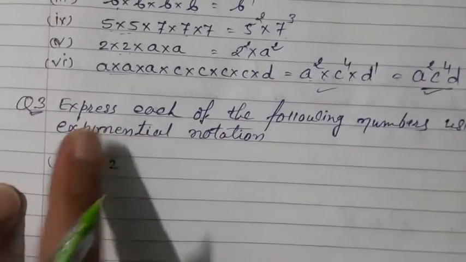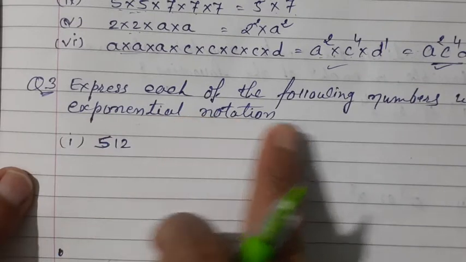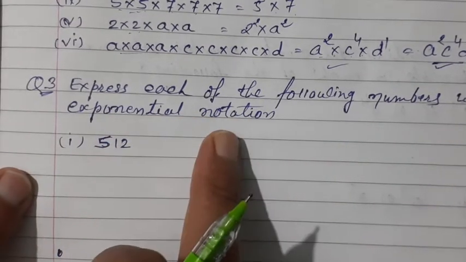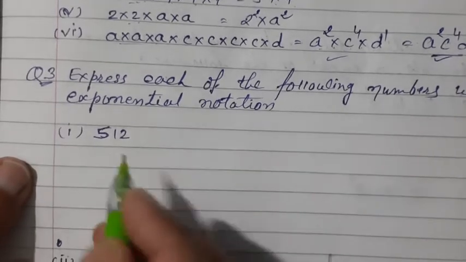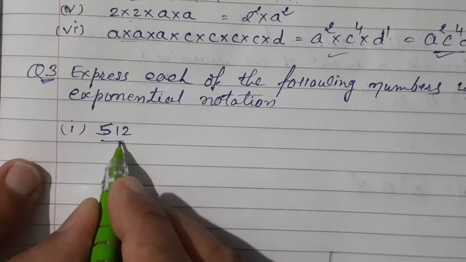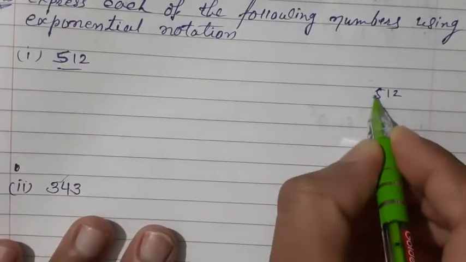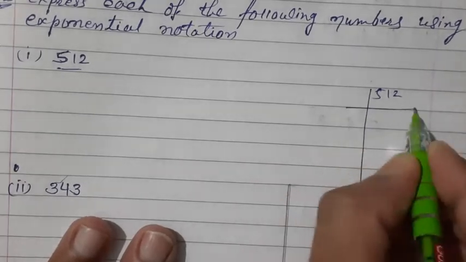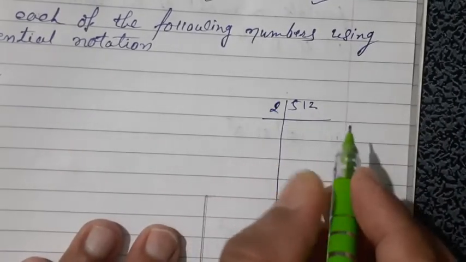Okay, now next one, question number 3. Express each of the following numbers using exponential form notation. Means you just write down in exponential form. Okay, how to write down that one? Here 512 is there. So what to do? First factorize 512. Okay, and you know how to factorize a number. Here 2 is there, so divide with 2.